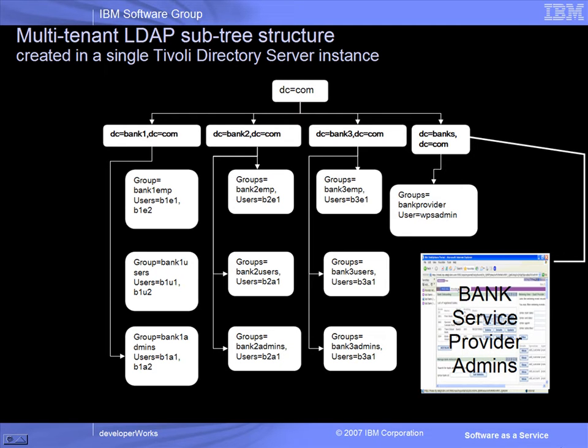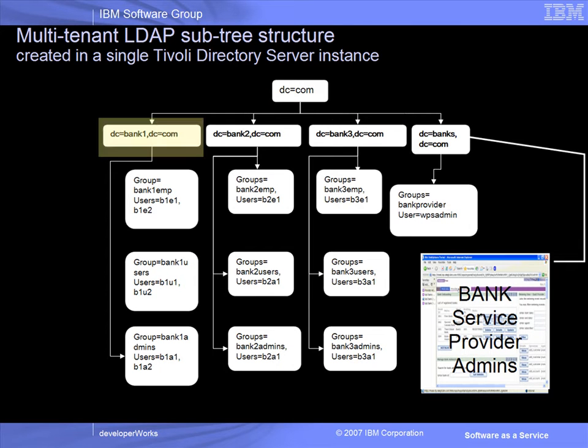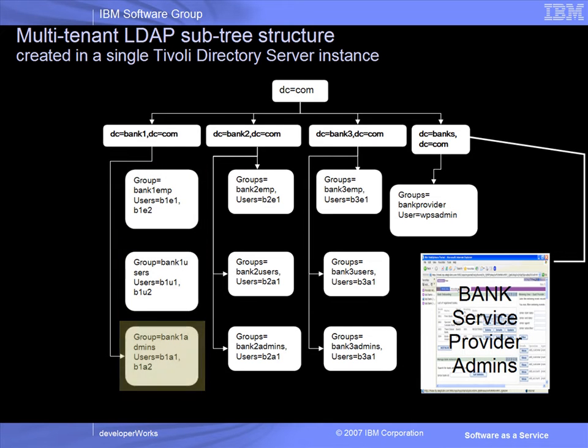Each of the 3 banks, Bank 1, Bank 2, and Bank 3, has an LDAP suffix with the bank's name as a domain component, for example DC=bank1, DC=com. We created user records for each bank under the suffix for that bank. We also created groups corresponding to the different roles, for example Bank 1 employee, Bank 1 users, and Bank 1 admins. We assigned users for each bank to the groups. We also created a separate suffix DC=banks, DC=com for the service provider's administrator's virtual portal.